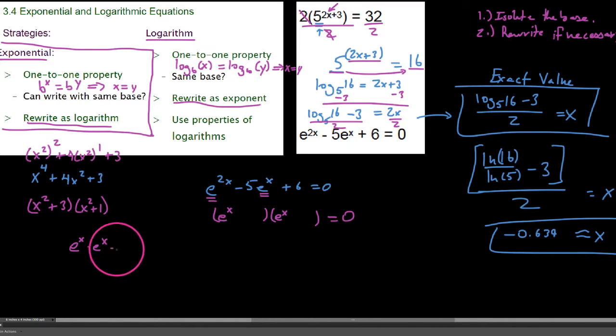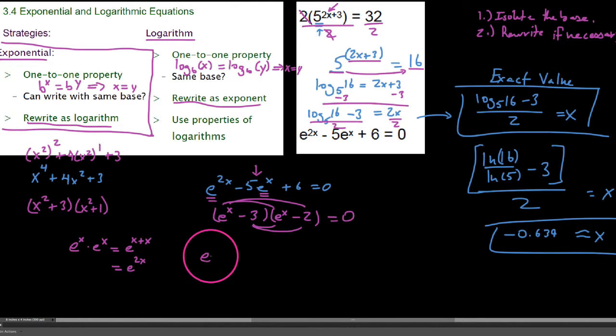e to the x, if I FOIL this back out, I would have e to the x plus x, which is e to the 2x. So we do indeed obtain this e to the 2x in front. Now in the back, what two numbers can I multiply out to be a positive 6 that add up to be a negative 5? I can think of a negative 3 and a negative 2. And it would be easy to check this to see we get what we need. We would get our e to the 2x, and then minus 2e to the x, minus 3e to the x is negative 5 of those e's to the x, and then we get our plus 6.